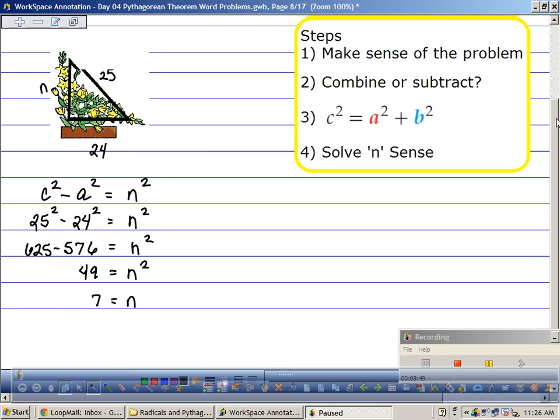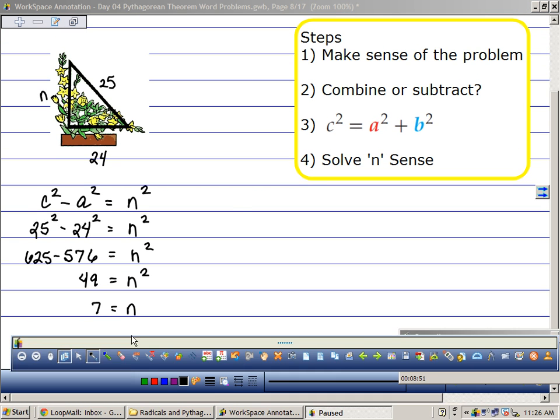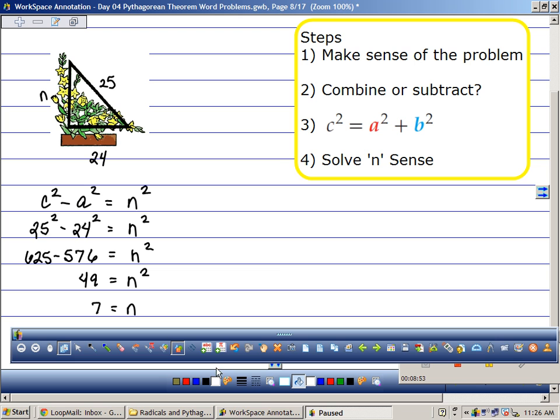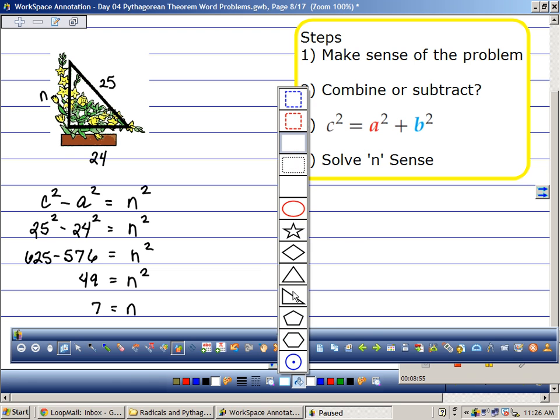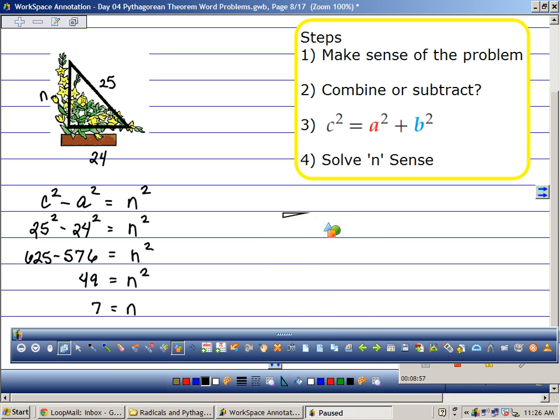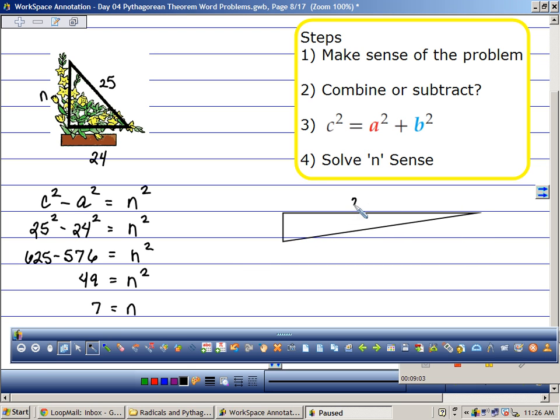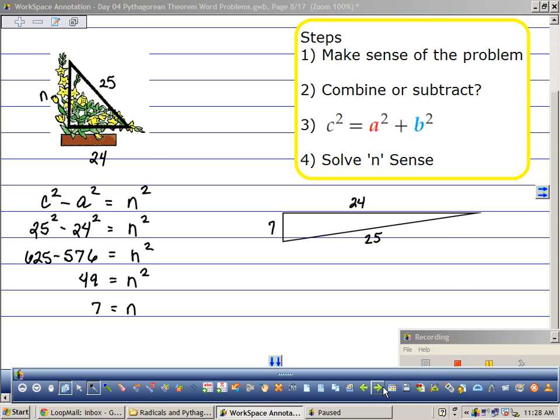Does it make sense? It does make perfectly good sense. You know why? Check this out. If you had a garden that was that long on this side and this long on this side, wouldn't this piece have to be really small? All right. Questions? Are we good?